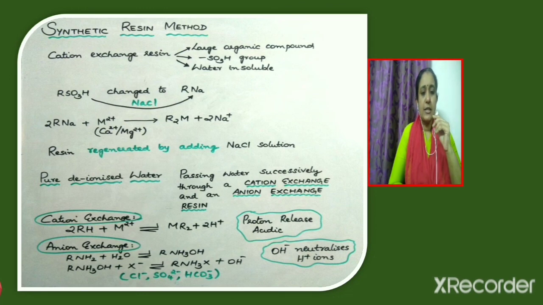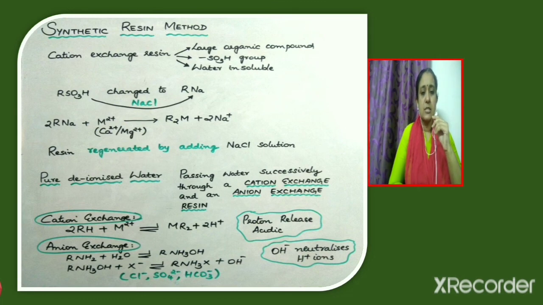When hard water containing calcium or magnesium ions is passed through this cation exchange resin, the sodium ions present in the resin will be exchanged with the calcium or the magnesium ions present in hard water, as a result of which the resin now changes to R2M. Along with that, sodium ions will be released. So all the calcium or the magnesium ions present in hard water have now been incorporated into the resin in the form R2M. So this is how permanent hardness is removed by using synthetic resin or a cation exchange resin.